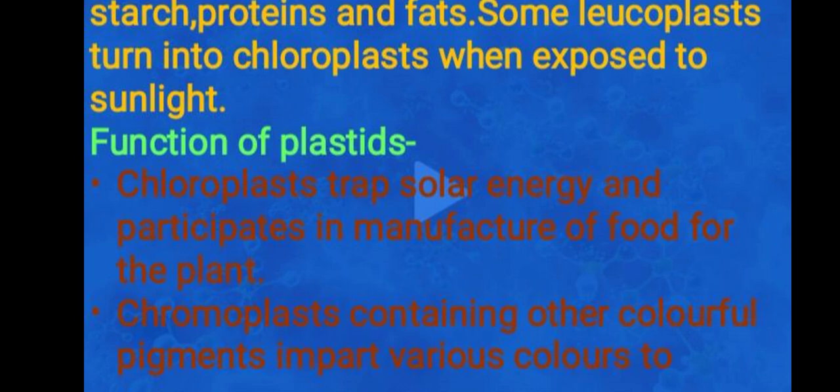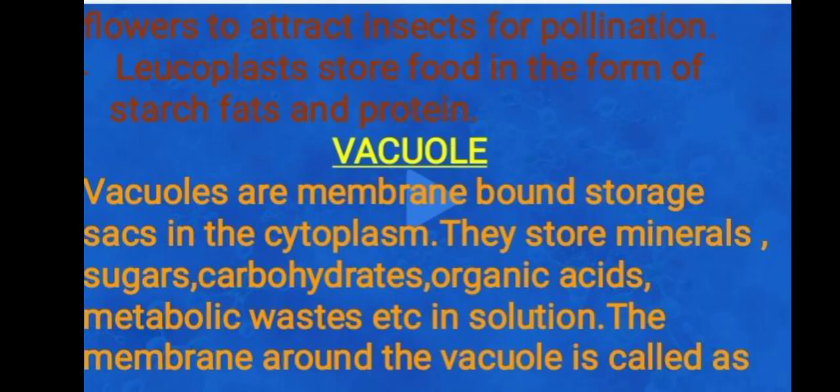Let's see the function of plastids. Chloroplasts trap solar energy and thus participate in the manufacture of food for the plant during the process of photosynthesis. Chromoplasts containing other colorful pigments impart various colors to flowers to attract insects for pollination. You can very well understand the importance of pollination. Leucoplasts store food in the form of starch, fats, and protein.